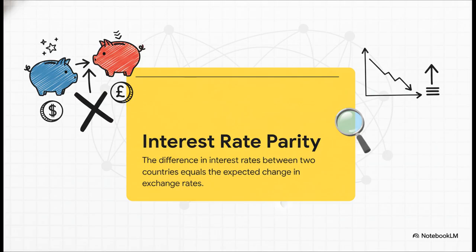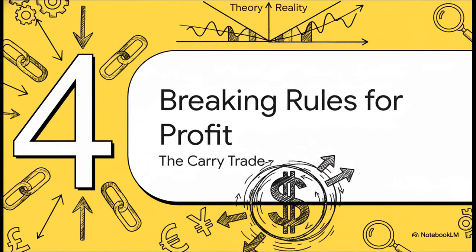The theory suggests that the extra interest you'd earn in the UK should be perfectly canceled out by an expected drop in the British pound's value. In a perfect market, you can't get a risk-free gain just by chasing higher interest rates. So we just said that in a perfect world, you can't profit from those interest rate differences. But we don't exactly live in a perfect world, do we?